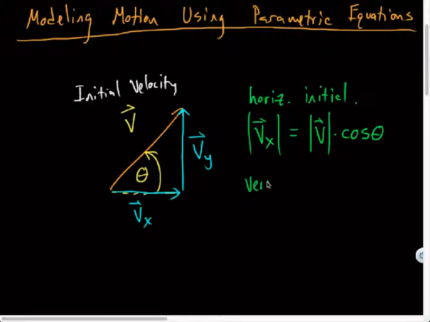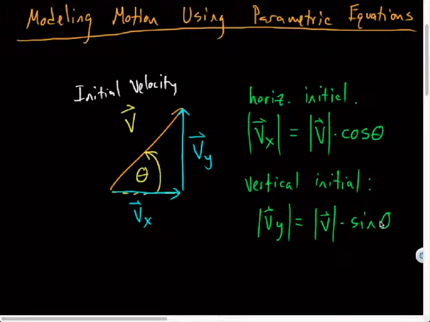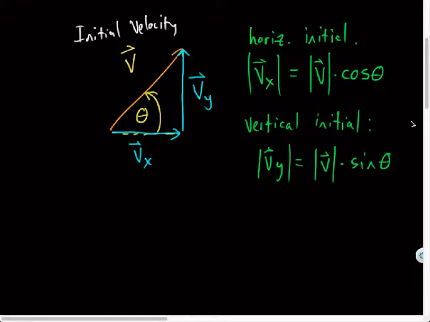And the vertical initial velocity will be similar, except this is the opposite, that's the hypotenuse, so it would be related to sine. So the magnitude of the initial vertical velocity is going to equal my velocity vector multiplied by sine of theta. Okay, so using these, we're going to do our first example where we're going to figure out what the initial horizontal and vertical velocities are for this problem. So let's do this little example here.